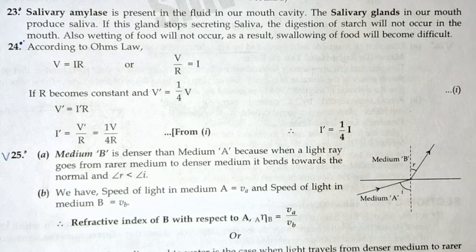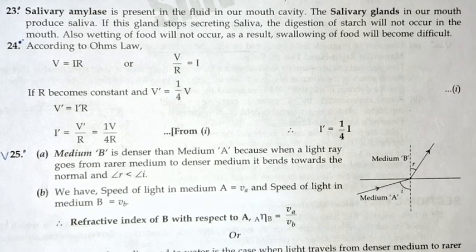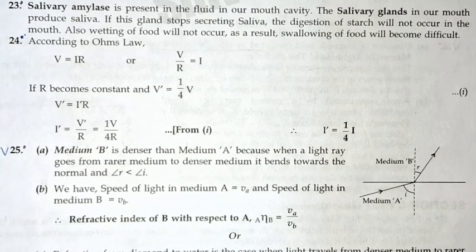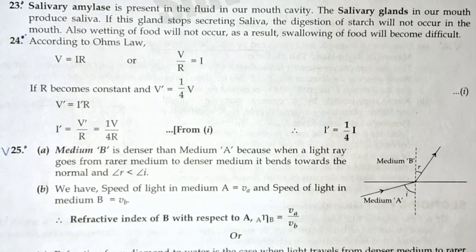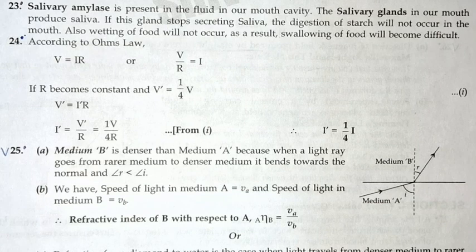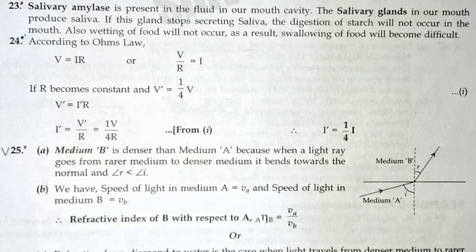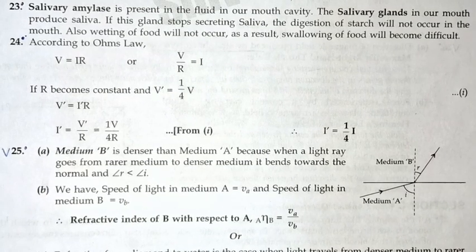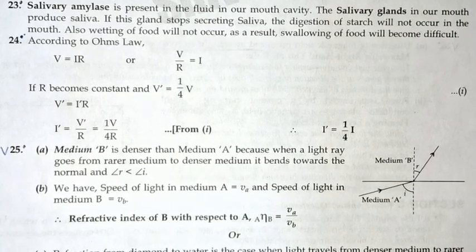Part A and Part B, questions related to refractive index. Medium B is denser than medium A, because when a light ray goes from rarer to denser medium, it bends toward the normal. Part B, speed of light in medium A is equal to VA and speed of light in medium B is equal to VB. Therefore, refractive index of B with respect to A is VA upon VB.